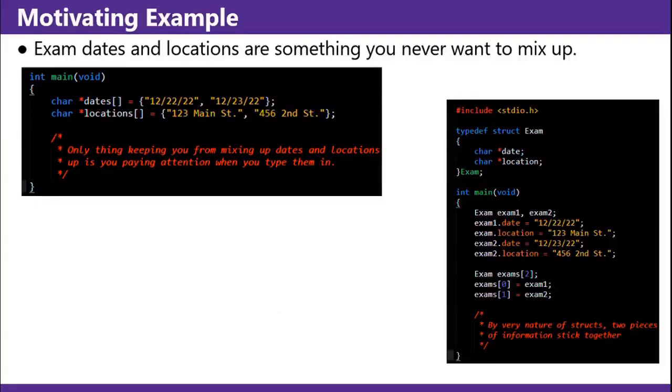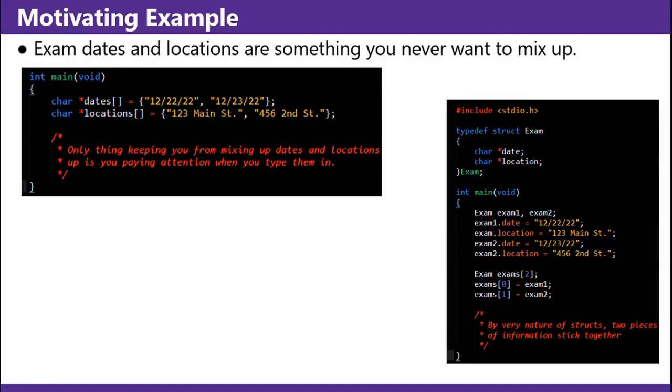Motivating example. Exam dates and locations are something you never want to mix up. So in this first example, you have two arrays, one with dates and one with locations. The only thing keeping you from mixing up dates and locations is paying attention to when you type them in. And then, in the second example, you have an exam struct, where you build up one exam, and then the second exam.